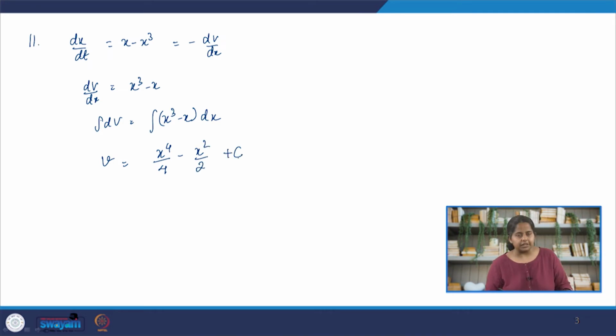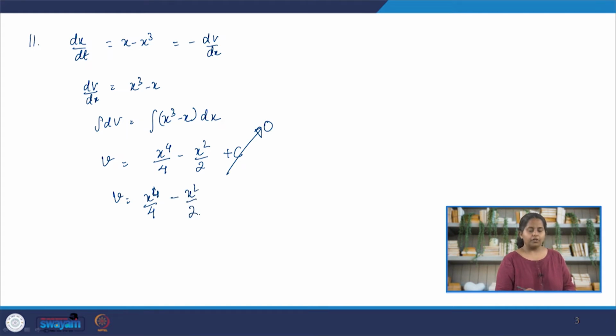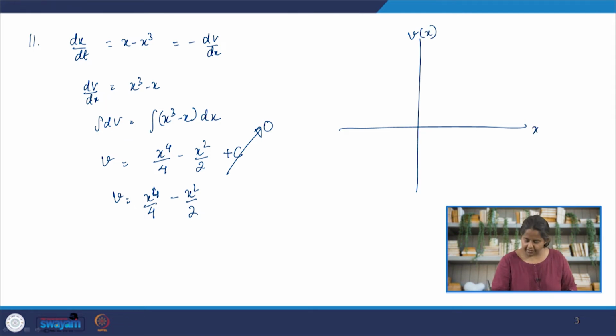plus a constant of integration. Now again, it's in this case very convenient to declare that constant of integration is 0. So now you are left with v is equal to x to the power 4 by 4 minus x squared by 2. You can plot these two graphs and then understand how you can plot this graph, v on y-axis and x on x-axis, and this graph will look like this.